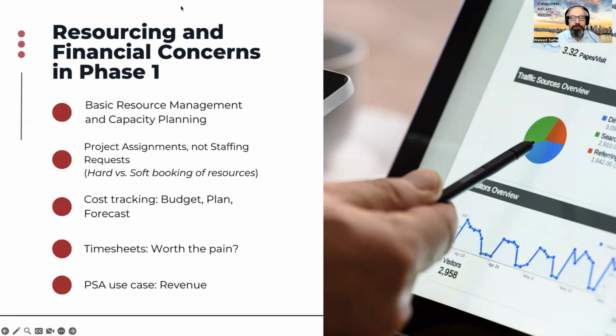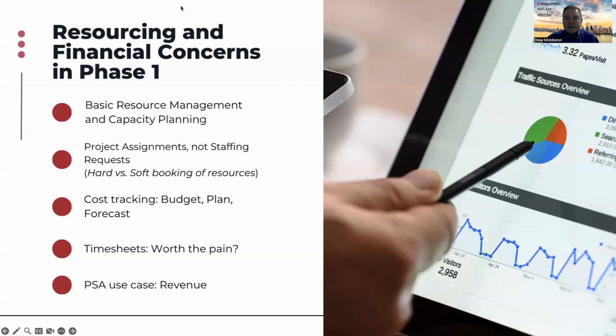Drew, go ahead, I know you would like to add your points in here. Yeah, timesheets is one of my favorite topics because it's one of the most difficult decisions that our customers have to make, and especially the decision of, do we do them in phase one or do we try to do them later? So in some organizations, you have to do timesheets. There's just really no way around it.